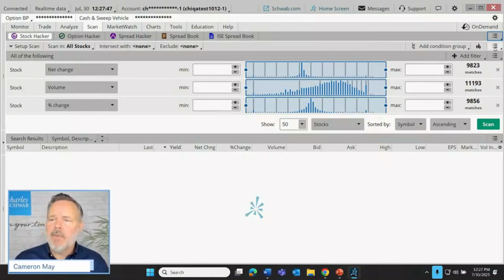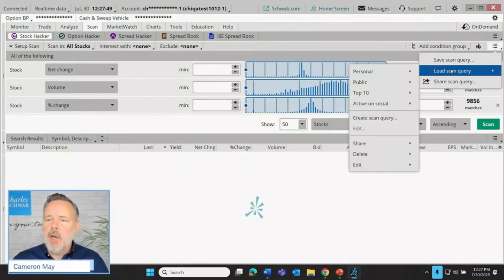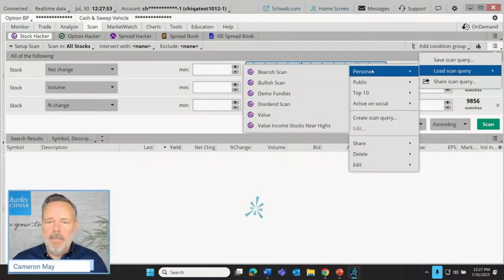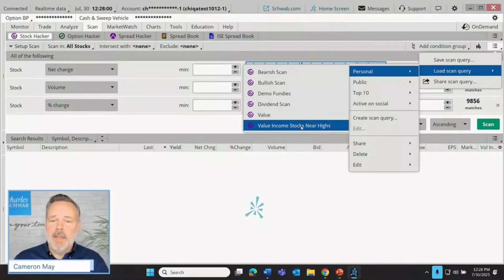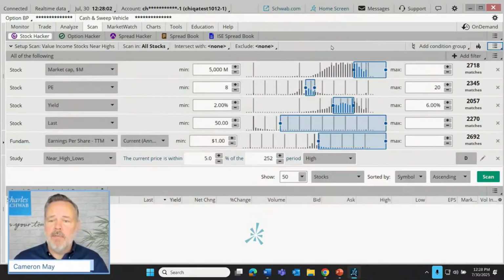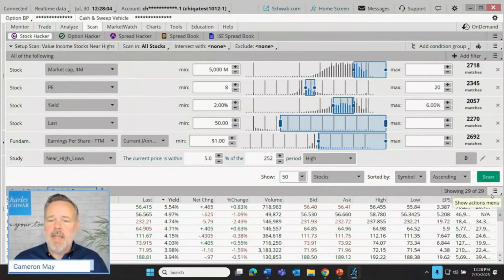Well, we're just going to go back up to where we saved it, and we're going to load that, what's called a scan query, and it's a personal one. And you'll notice there's our value income stocks near highs. Now, another benefit to doing this, let me just load that up. You'll notice this is ready now to rerun that scan.